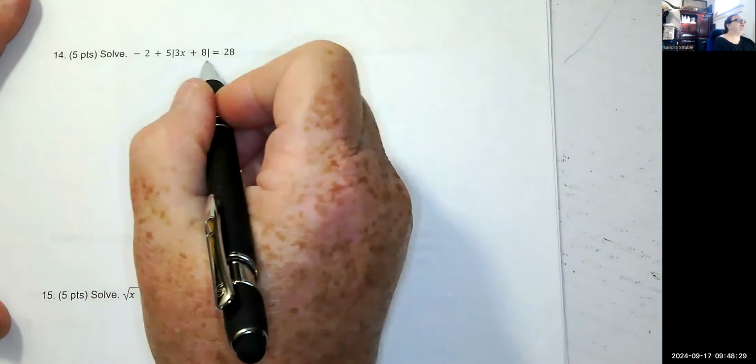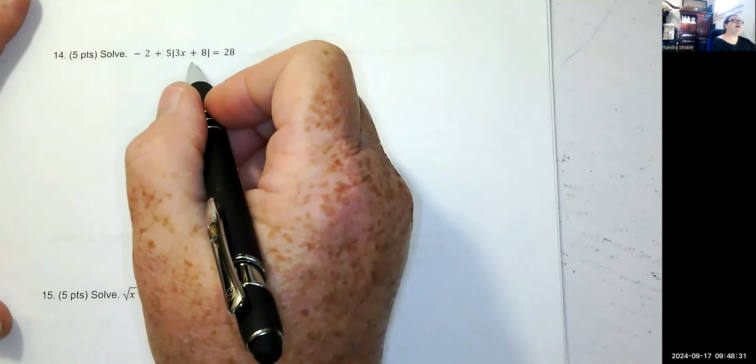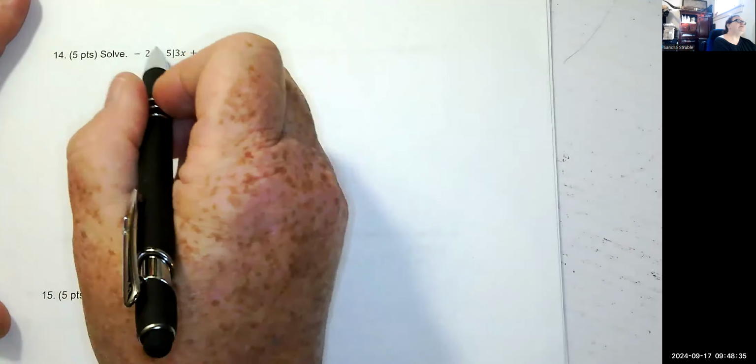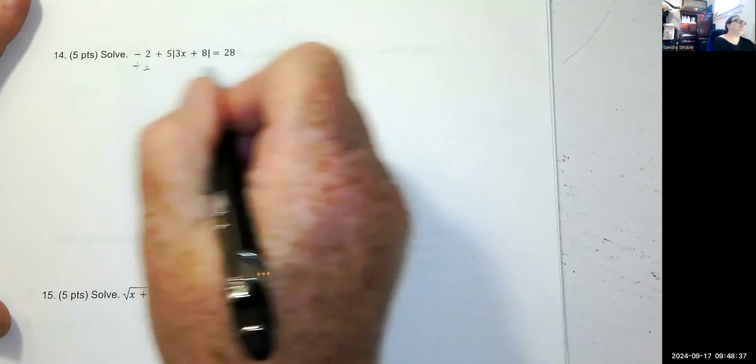All right, well, we're going to solve this one. First, what I'm going to do is get the absolute value all by its little lonesome on one side. So I'm going to get rid of the -2 first by adding 2 to both sides.